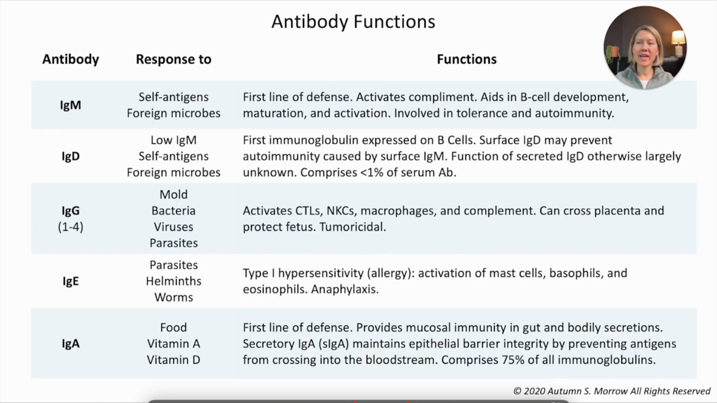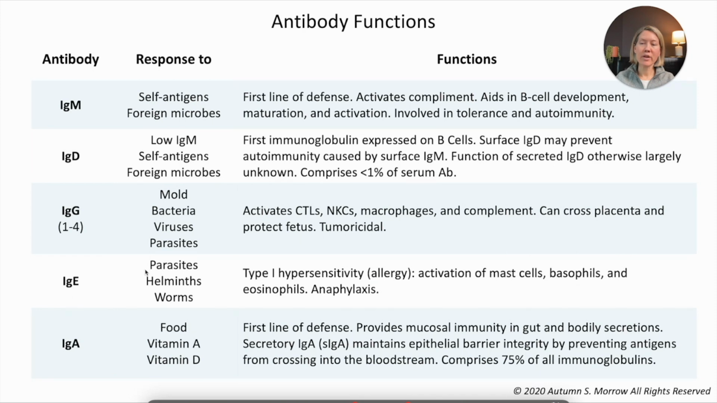So here we have a table with each antibody, what it responds to, and its functions. IgM is actually considered a first line of defense, and it also activates complement and aids in the development, maturation, and activation of B cells. Not much is known about IgD, but it is thought to protect against autoimmunity that is caused by IgM. IgG, on the other hand, handles a lot here: mold, bacteria, viruses, parasites. IgG activates CTLs, natural killer cells, macrophages, and complement. It also aids in the destruction of tumor cells.